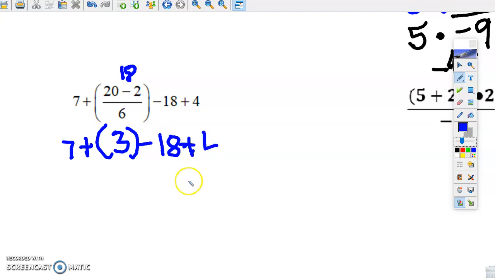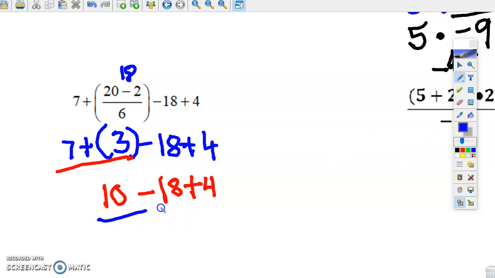Okay, and then I have addition, subtraction, and addition. And remember, we do those left to right, whichever one comes first in the problem. So I'm going to do 7 plus 3. And then I'm going to copy down the rest. And then I have subtraction and addition, and I'm going to do subtraction first because that comes first in the problem. And 10 minus 18 is -8. And -8 plus 4 is -4. Bad guys win by 4. And there we kind of have our pizza triangle, upside down triangle.